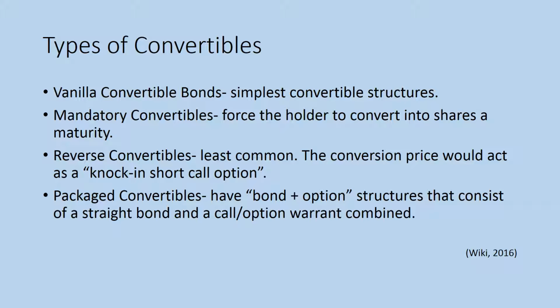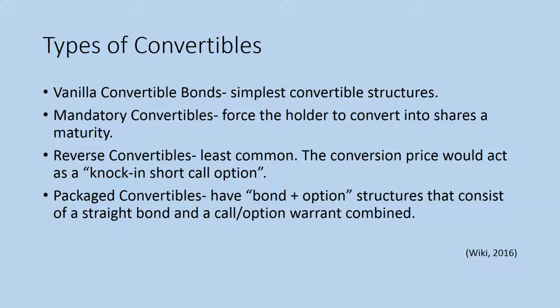Reverse convertibles. The conversion price would act as a knock-in short call option. The conversion price would drop as the stock price drops below the conversion price. The investor would start to be exposed to the underlying stock performance and no longer be able to redeem at its par bond value. This is negative and would compensate usually at a higher coupon payment rate.